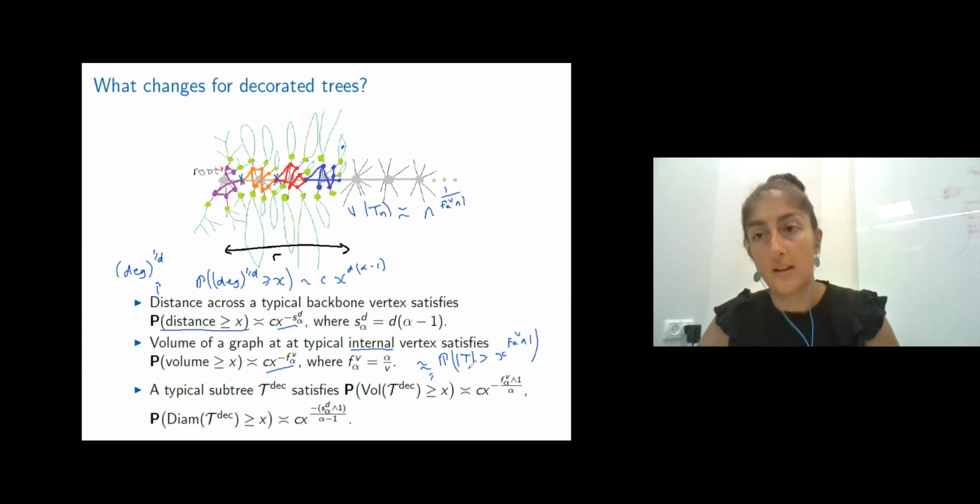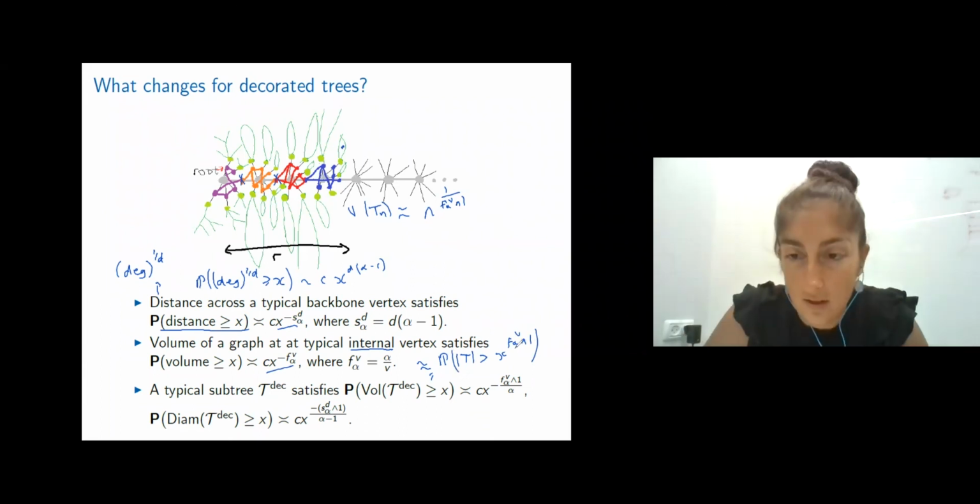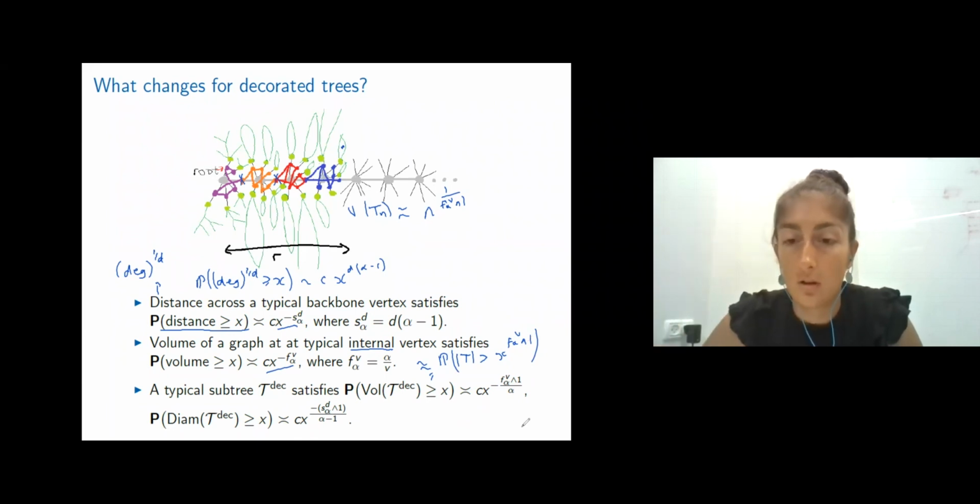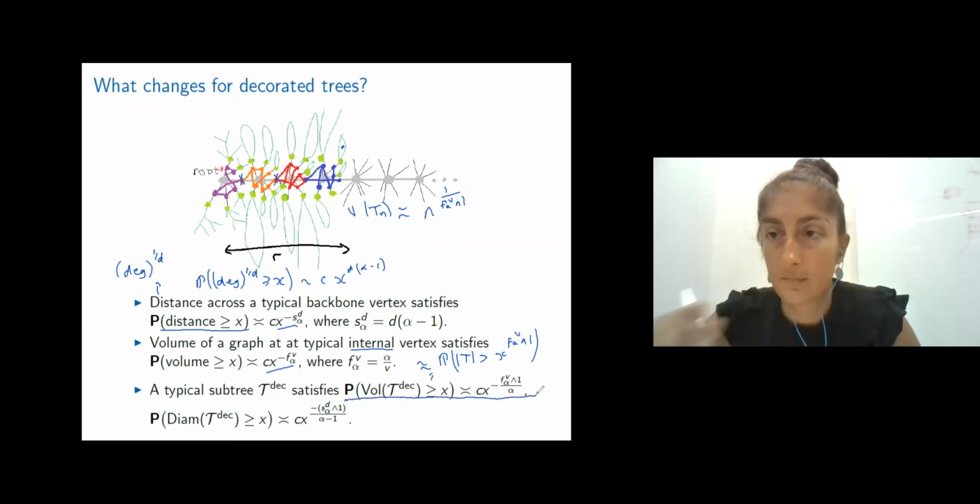And I said on the previous slide that this is known, and you basically then just divide this by alpha. We had 1 over alpha. So by composing these relations, you get the overall probability that one of these attached subtrees has volume greater than x decays like this.